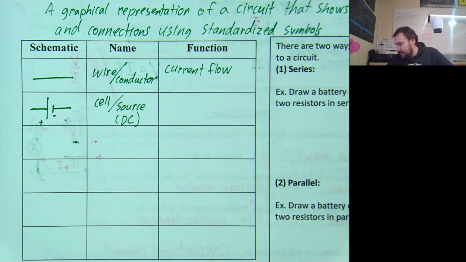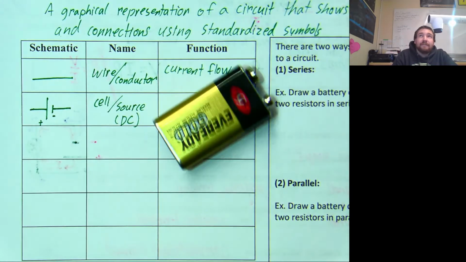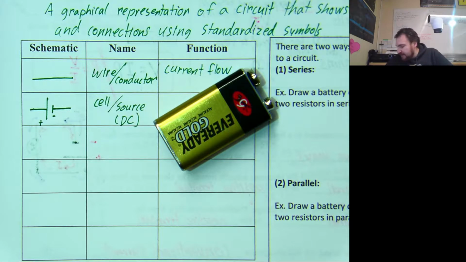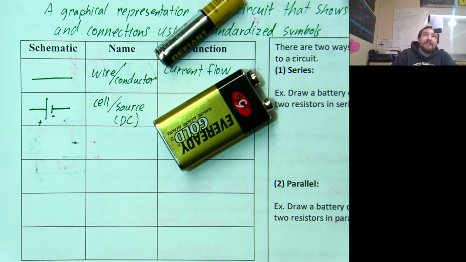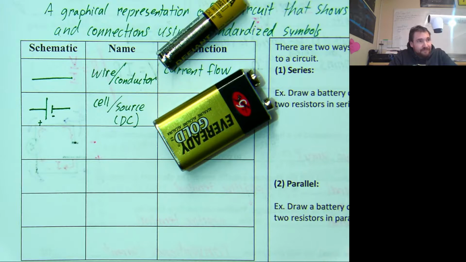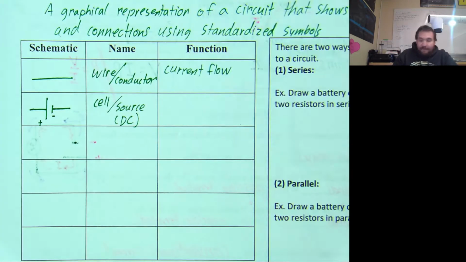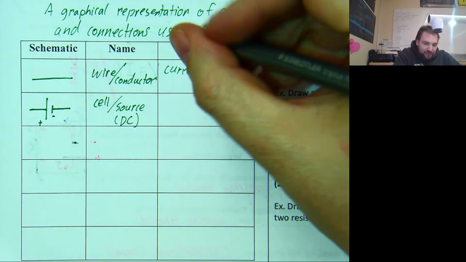This is a battery. This is a cell. Using the language that we're standardizing here. Cell solo, cells together equal battery. And the function here is a source of voltage.